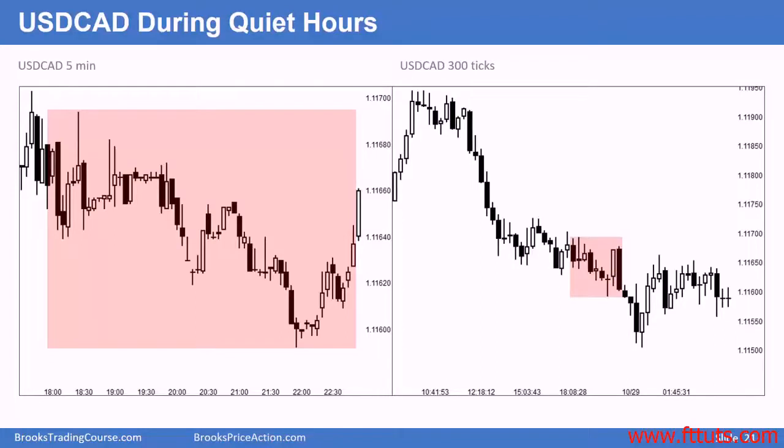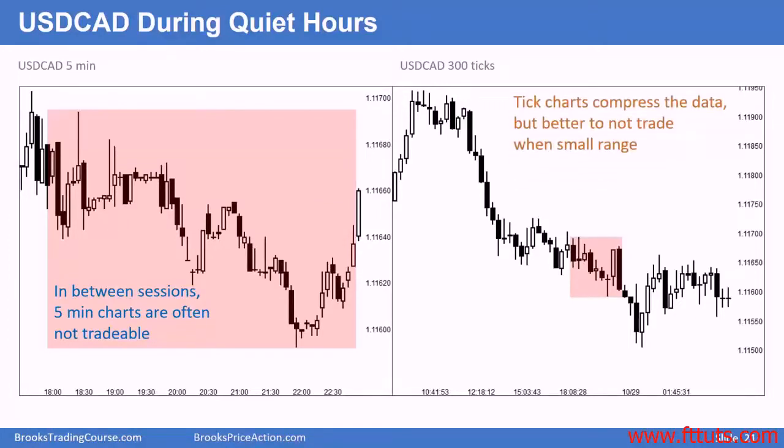So sometimes looking at a tick chart, you can see what's going on more easily than you can on a 5-minute chart. In general, if the 5-minute chart looks like this, I'm not going to trade on the tick chart or any other chart. I'll just wait. Very often in Forex markets, in between sessions, the markets are really not tradable, and it's better to just wait. The tick charts compress the data, but it's still better not to trade when the range is that small and the bars are that small. You can trade a higher time frame chart, like a 60-minute chart or a 4-hour chart or a daily chart, and plan to hold for a day or more, but I would not be trading 5-minute charts or 300 tick charts.